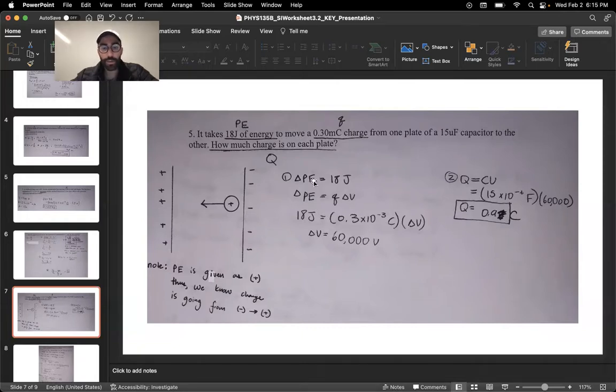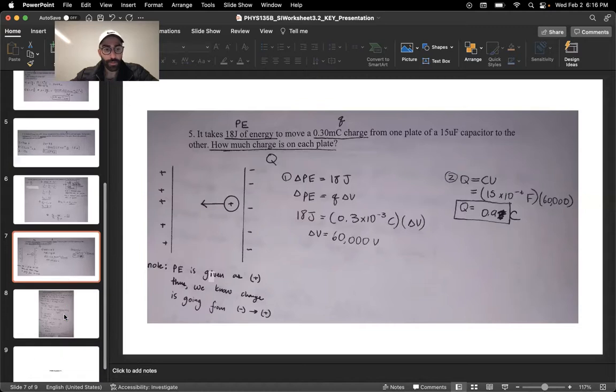Okay. So here we know what the delta PE equals. We can express it as this equation, and we know we're looking for this delta V so we can find the charge. So next we just have to plug in our 18 right here, and then our charge of that test charge, and we get our delta V. At this point, what we need to do is plug it into Q equals CV, and we're going to be able to pull out the charge right there. That's 0.9 coulombs. So that's kind of the important point right here. All right.